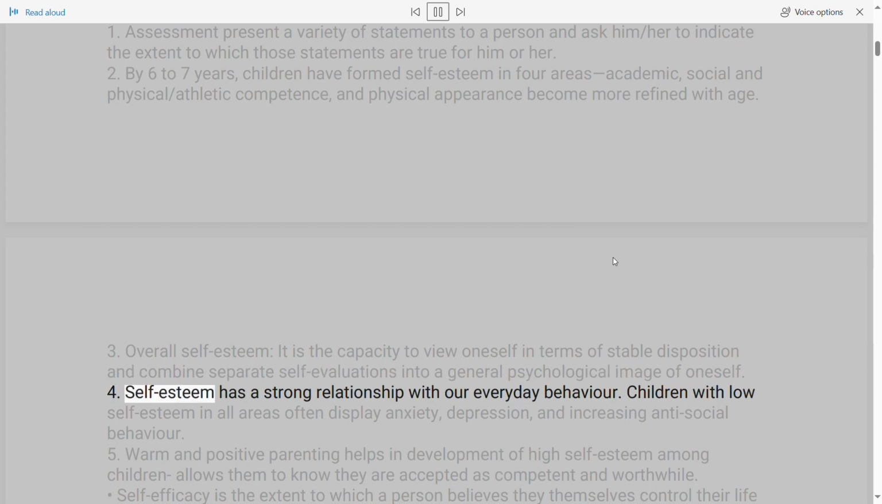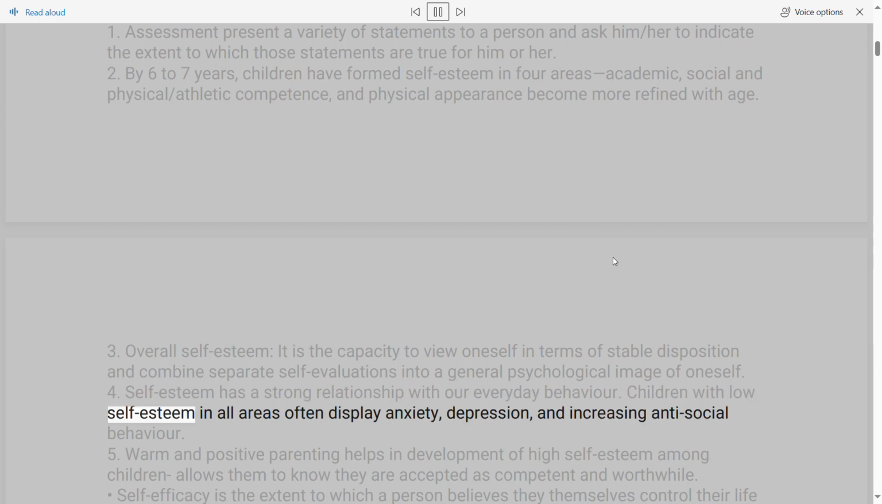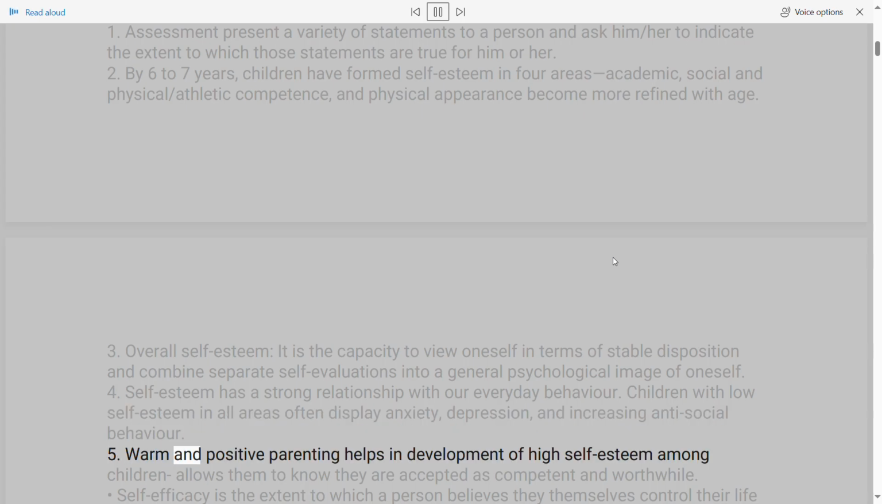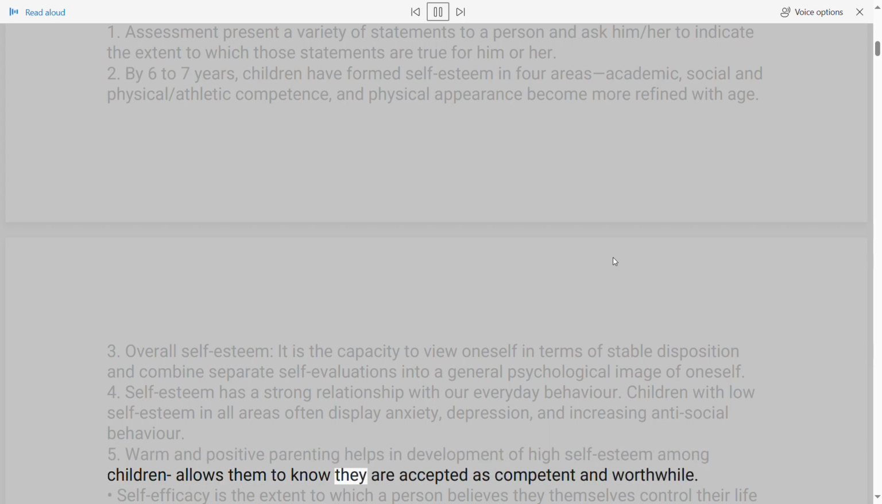4. Self-esteem has a strong relationship with our everyday behavior. Children with low self-esteem in all areas often display anxiety, depression, and increasing antisocial behavior. 5. Warm and positive parenting helps in the development of high self-esteem among children, allows them to know they are accepted as competent and worthwhile.